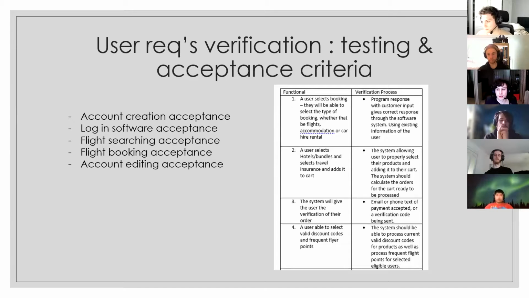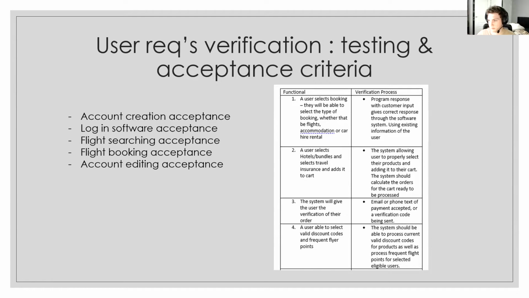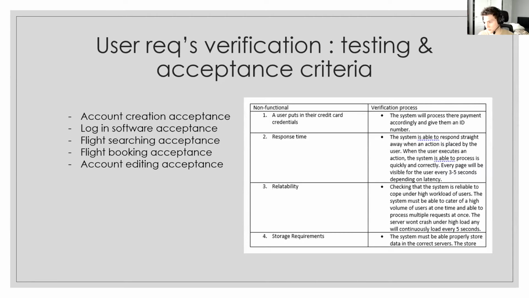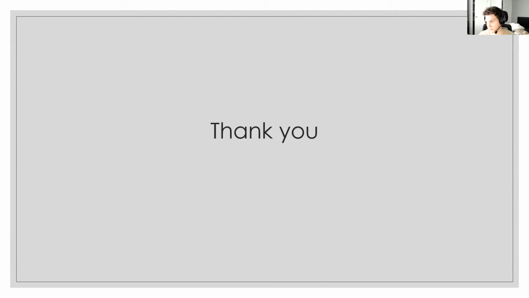And then the last one will be account editing software acceptance, which will be: A, the user has access to the account page. B, the user has privilege to edit the account details. C, the user can change the necessary fields. D, the user can click save changes and the system will make those changes to the server. And then E, the user can see those changes on the page. And that's all the acceptance and testing criteria.